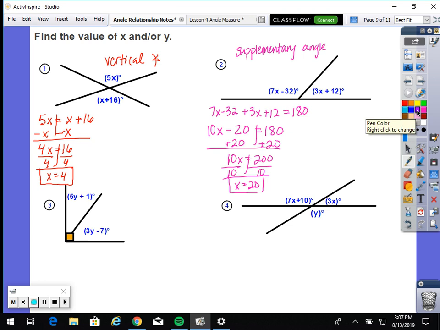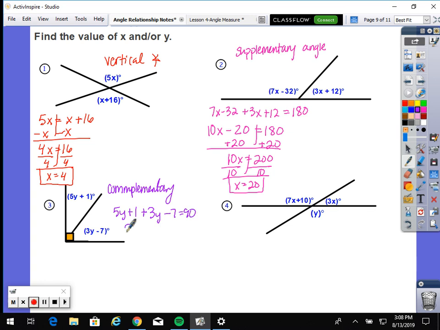I have two adjacent angles that are next to each other, and they are making a right angle, which means they are complementary. I might have spelled that wrong, but we're just going to go with it. So we're going to add them together, and they are going to equal 90. So 5y plus 1 plus 3y minus 7 equal to 90 degrees.